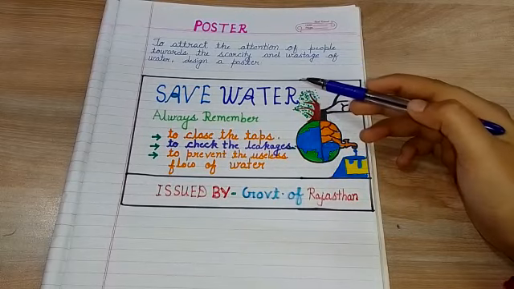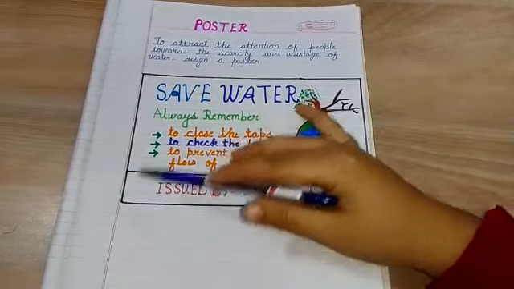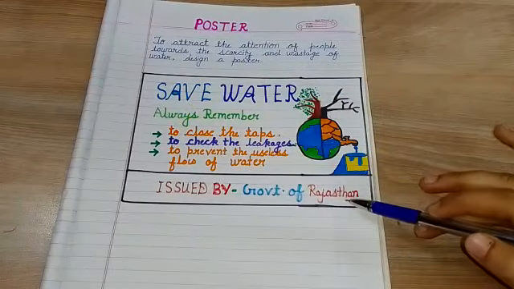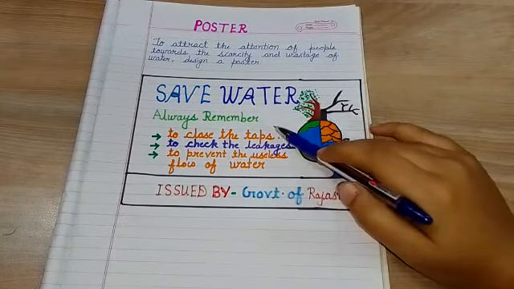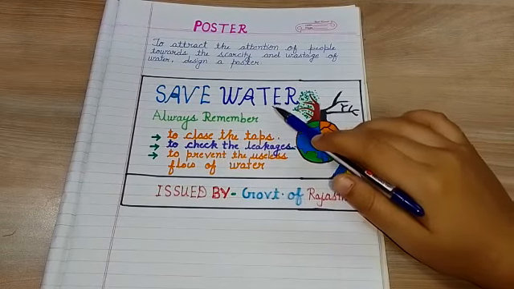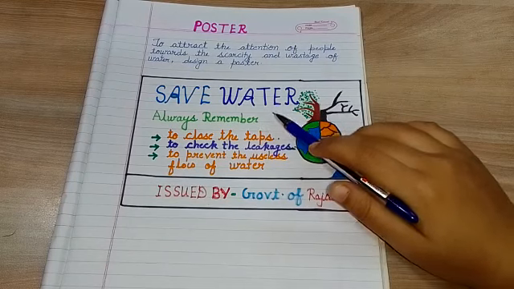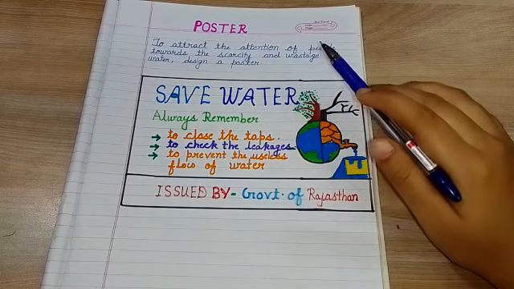Some basic points for drawing posters. These should be enclosed in a box. Slogan or clear language should be used. Capital letters should be used as per requirement. Poster related name and address should be mentioned clearly.